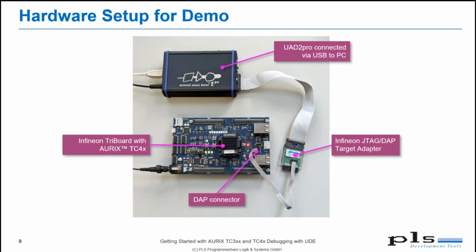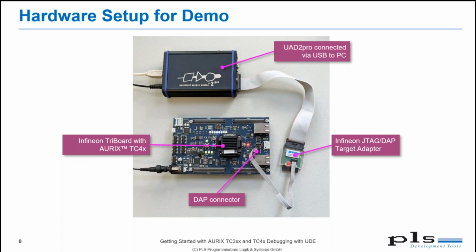But there's no trace memory in the device, so you need an on-chip trace memory. Okay, but that's not the topic for today. Tracing, what you see here on this picture is also that the UDE 2 Pro is connected using USB to my PC. And for the connection to the tri-board here, I use the Infineon JTAG DAP target adapter that is part of the hardware setup of UDE.